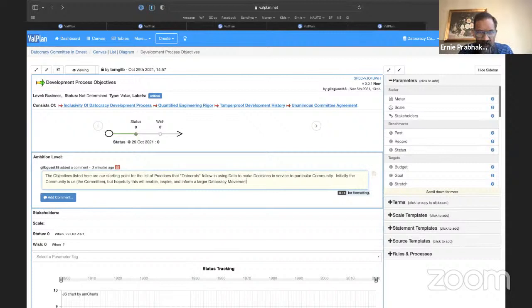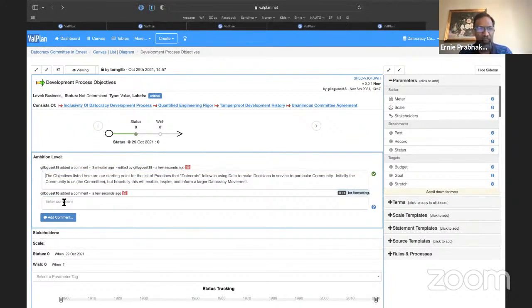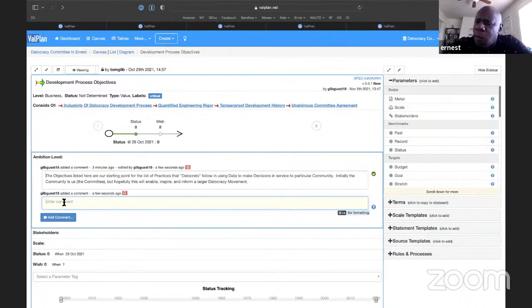Movement. There's a separate thing, which is that, again, this is by definition not a public document, right? What do you mean? Because this is embedded in Valplan.